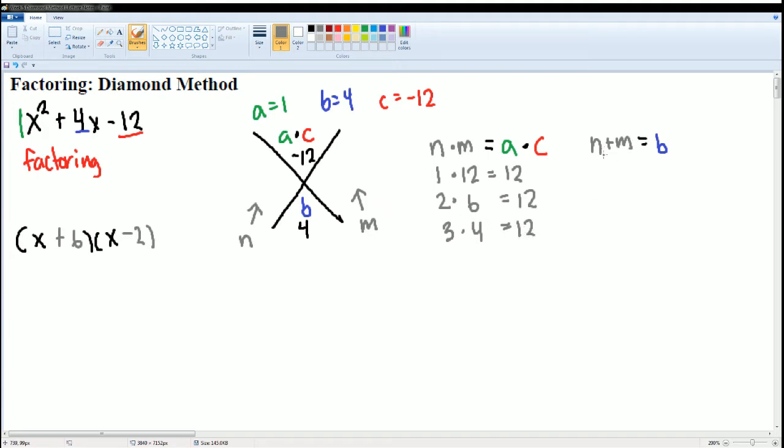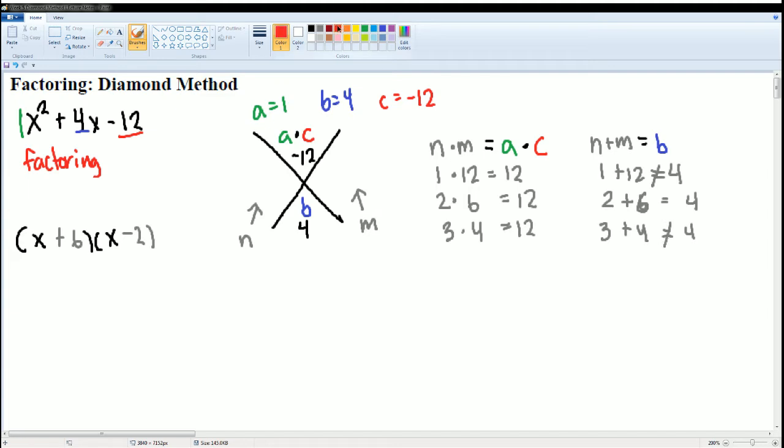Next, we want to do that addition. So 1 plus 12, does that get you that 4? Wrong. Okay, I put that slash through the equal sign because it's incorrect. 2 plus 6, does that get you 4? Actually, it might, because 2 and 6 might if one of them is a negative. Okay, 3 plus 4 cannot be equal to 4.